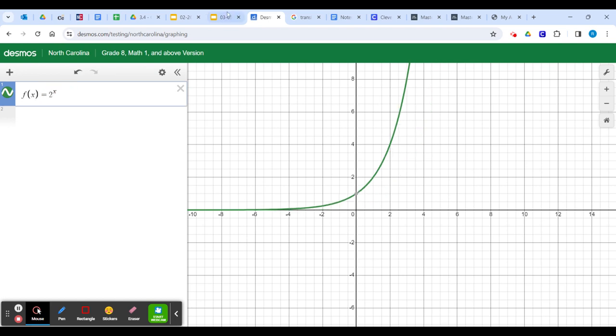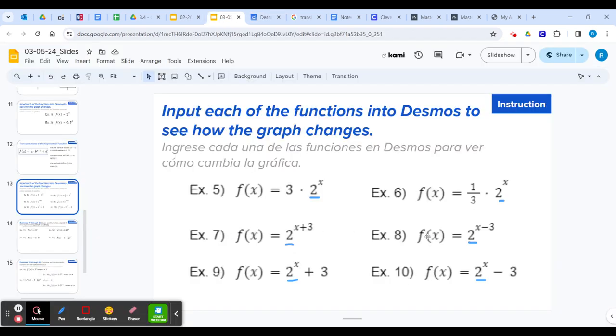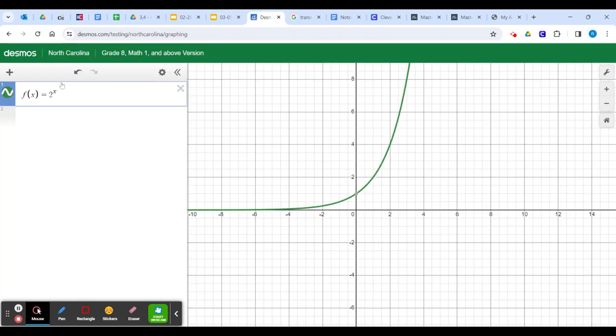If I move on to example 7 and 8, where we're playing around with that exponent value up top, this one can be a little tricky to do in Desmos. So I recommend throwing parentheses up there to ensure that it gets typed in. We have x plus 3, which moved our graph to the left 3 spots. We have x minus 3, which moved our graph to the right 3 spots compared to our original.